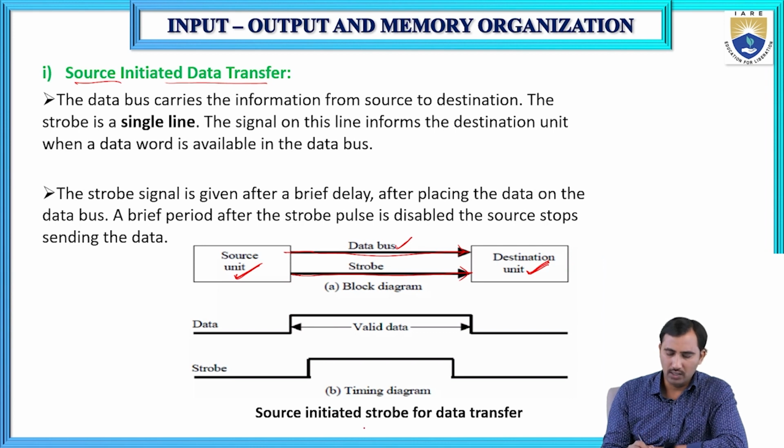Okay, and the corresponding timing diagram: first, the data will be placed in the data bus. After a certain duration, the strobe pulse will be applied to the destination unit. Once the receiver receives that strobe pulse, it can understand that valid data is placed in the data bus, so that data can be read by the destination unit.